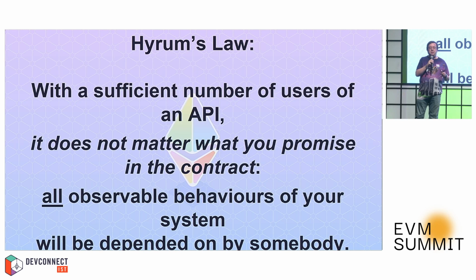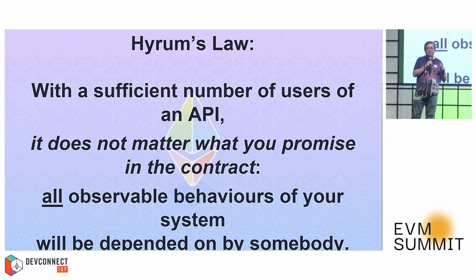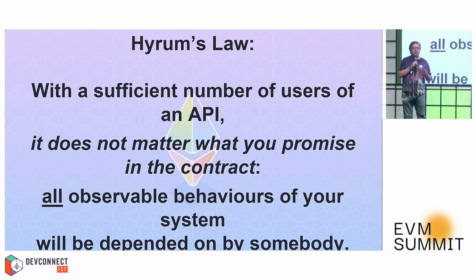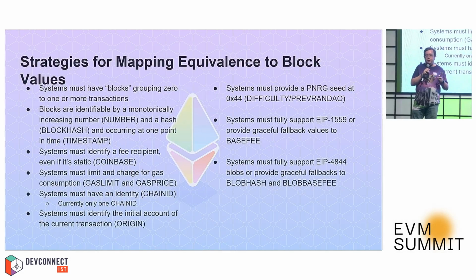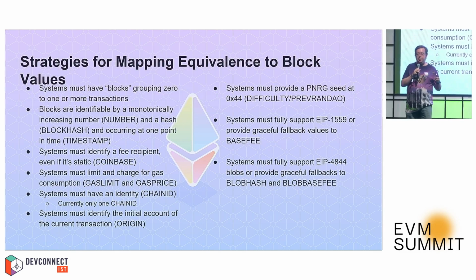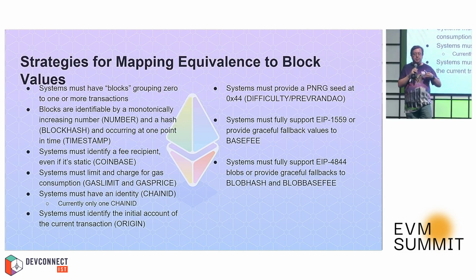So even though you didn't intend for the difficulty opcode to become an excellent source of pseudo-random numbers if you're only relying on the low bytes, even if you say, don't use this because someday difficulty is going away, it's going to be set to 0, somebody's going to use it, and they're going to depend upon it for pseudo-random numbers. So here's a set of strategies of how people were handling equivalence for some of these block values.